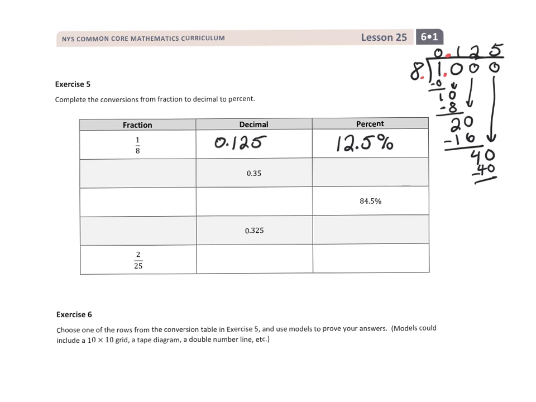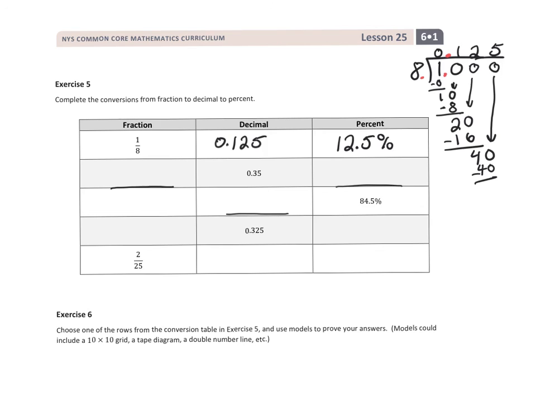Okay, so why don't we do the next one? Let's start with 35 hundredths, and let's give the fraction for that. Okay, and then let's do the percent for 35 hundredths. So the next one is 84.5%. What's the decimal for that?